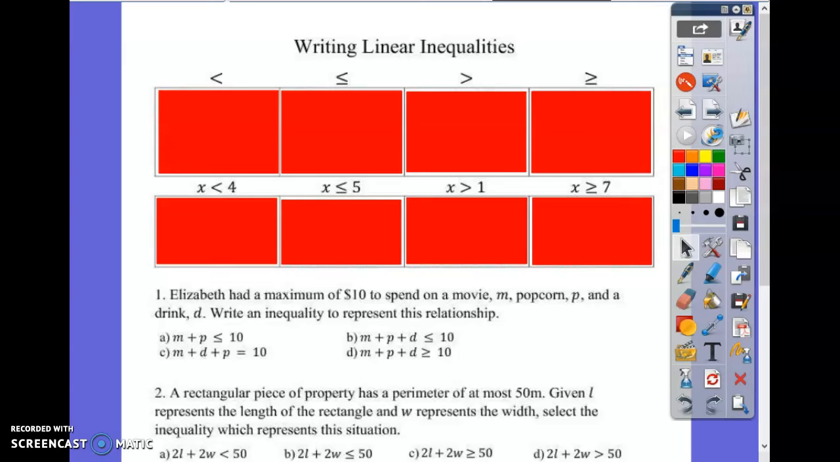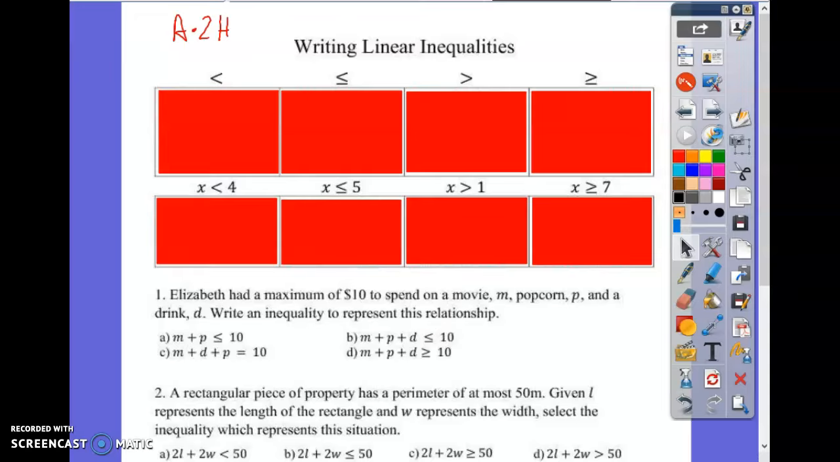Today's TEK is A.2H. So if you want to write that down, A.2H, that's writing linear inequalities. So we're going to have to know these inequality symbols. All of these are inequality symbols. We have to know what they mean in order to change scenarios into inequalities.